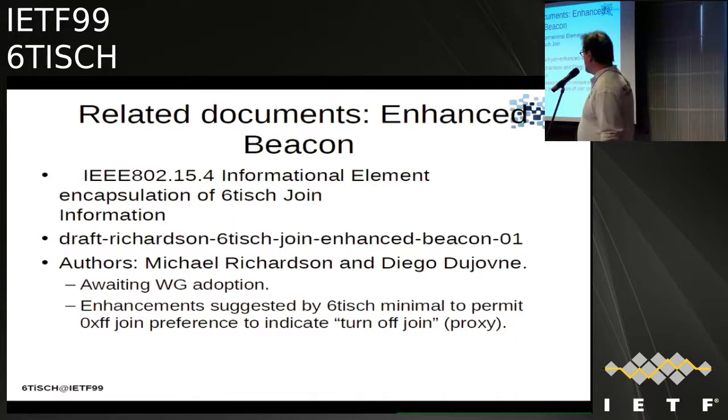The other point is that this document has not been adopted. So it would be good to adopt it as it is. And then if we want, I will write another document that talks about the layer three option.